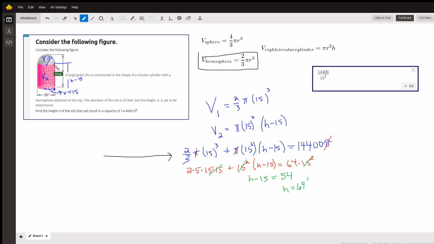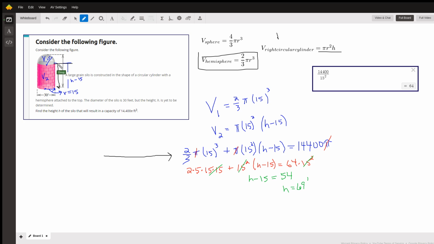The red part here, or pink, is a right circular cylinder, so its volume is given by pi r squared h. And the key is, one thing you have to realize is that this h is the height of the entire silo. When we end up using this formula for a right circular cylinder, we want to use this distance right here for the height of the cylinder.